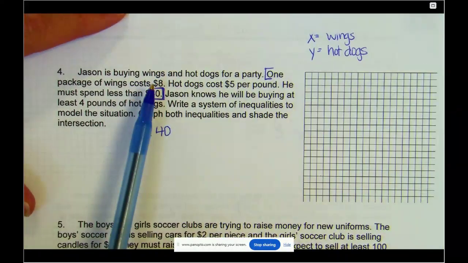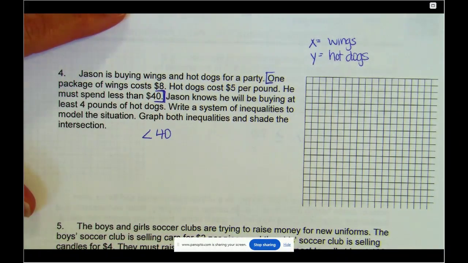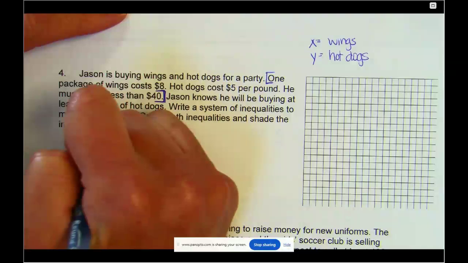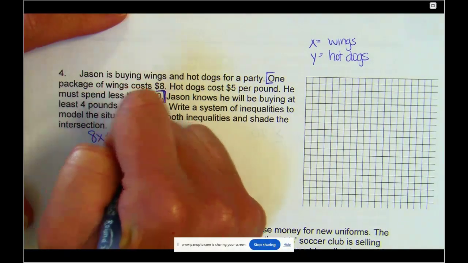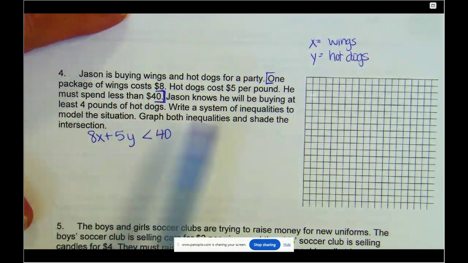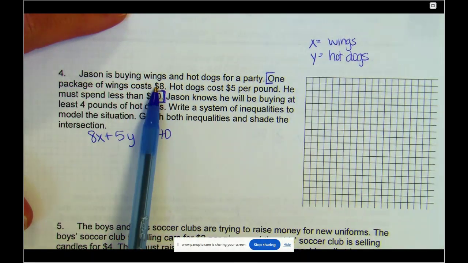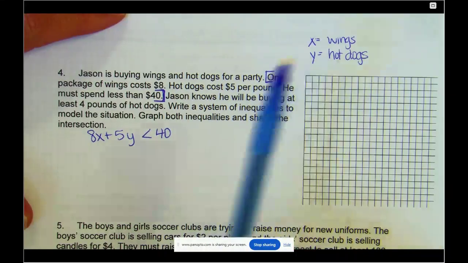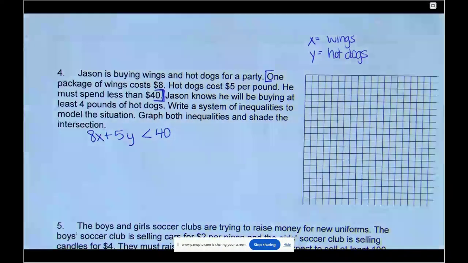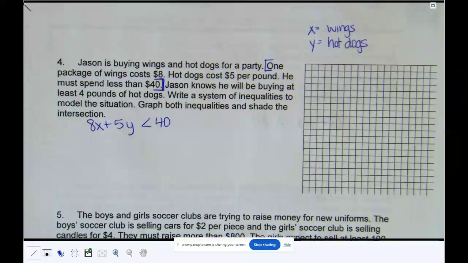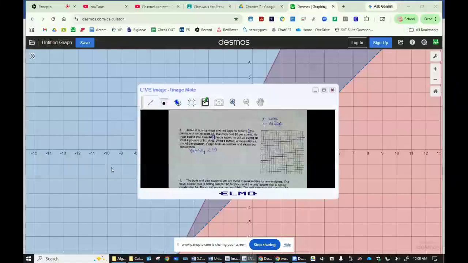What's the left-hand side of this? 8x plus 5y. Yep, 8x plus 5y, because wings, which is x, is $8, and hot dogs, which is y, is $5. Okay. Do not lose this, please. We will finish this on Wednesday.